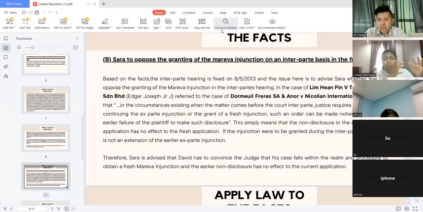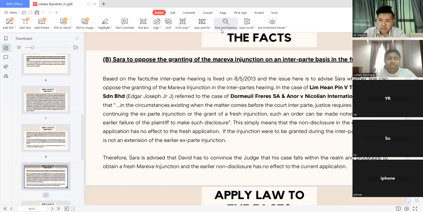That means, in other words, your ex parte has nothing to do with your inter partes. An ex parte is not an extension of your inter partes. They can change the wording. That's why I keep using different words. So if the injunction were to be granted during the inter partes hearing, it is not an extension of the earlier ex parte injunction. Therefore, Sarah is advised that David has to convince the judge that his case falls within the realm and procedure to obtain a fresh Mariva injunction, and the earlier non-disclosure has no effect on the current.